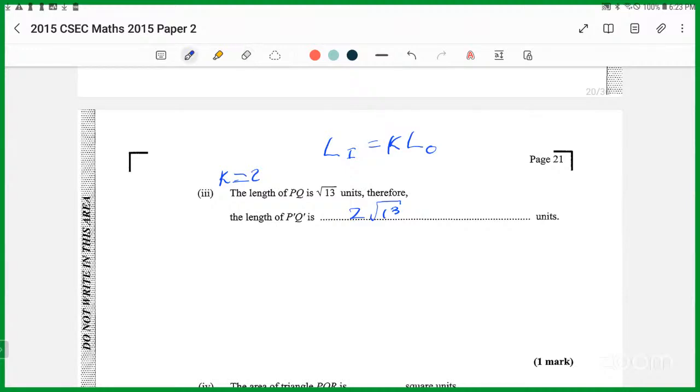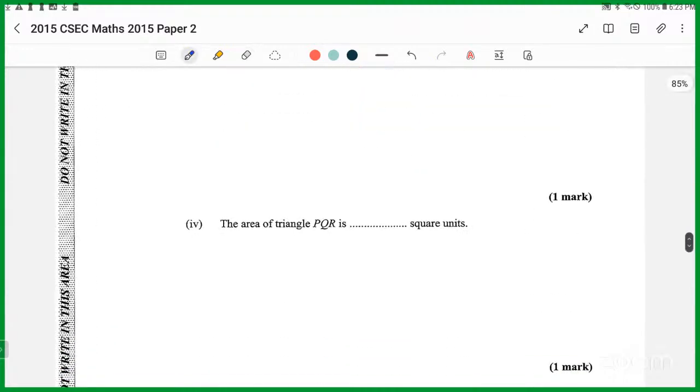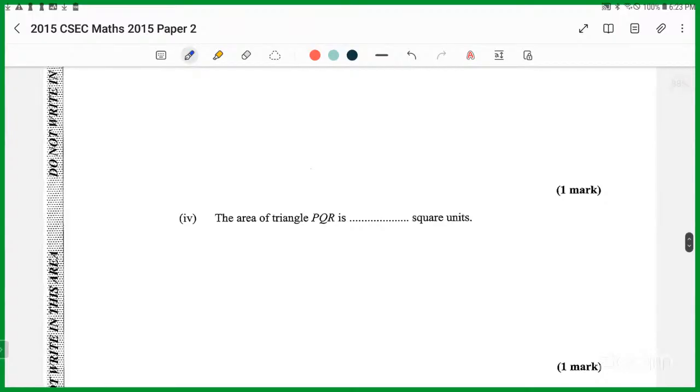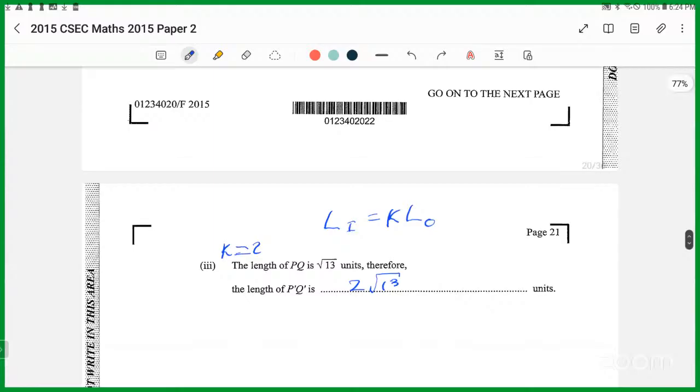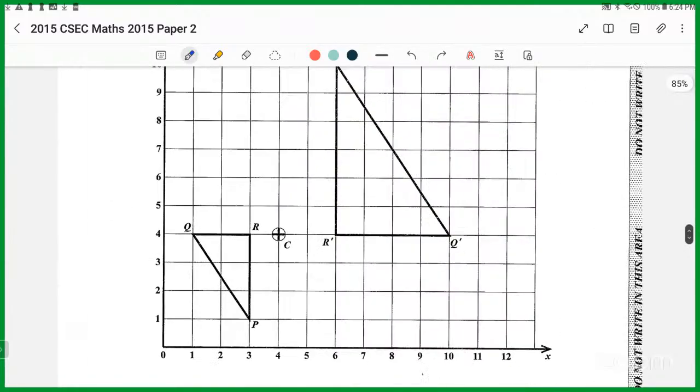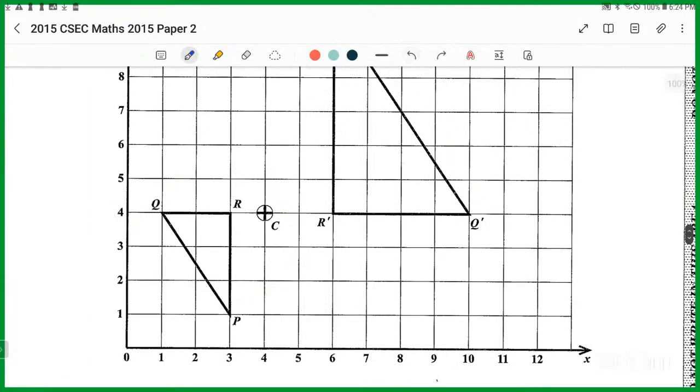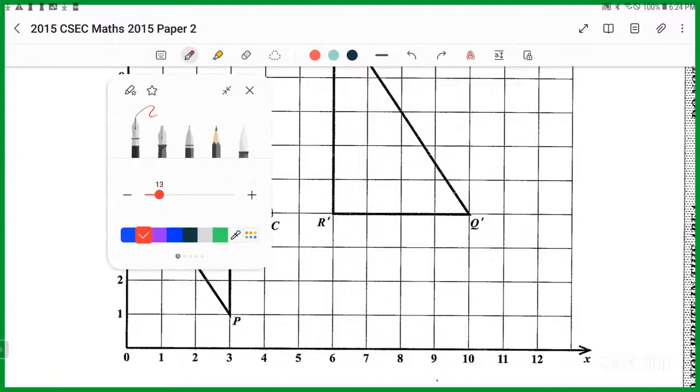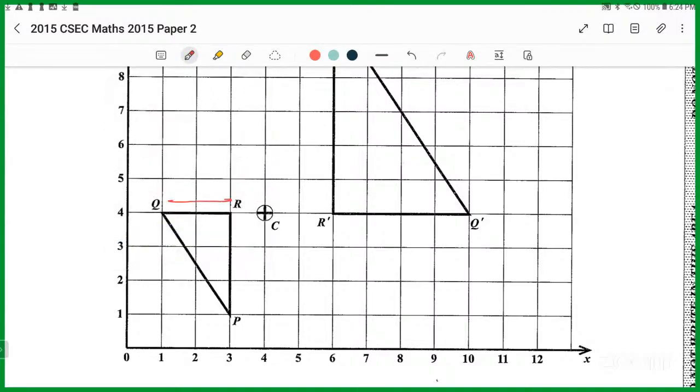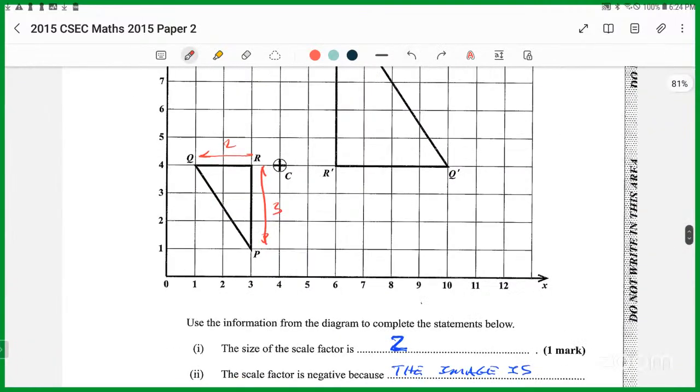Then they're going to ask us about area now. What is the area of triangle PQR in square units? I need to look at the diagram to see the actual area. This is PQR and I want the area. It's a right angle triangle, so let's use half base times height. This side is 2 units, this side is 3 units.